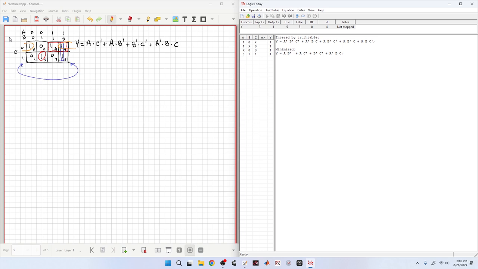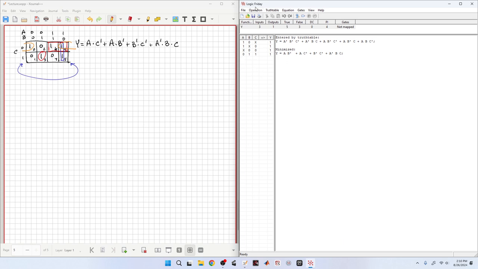A and not B. There's A and not B. A and not C. There's A and not C. B and not C. There's B and not C. And not A, B, and C. There we go. So we get the same result, which we should, because it's doing the same kinds of operations, although it's doing a computer version rather than the graphical version.